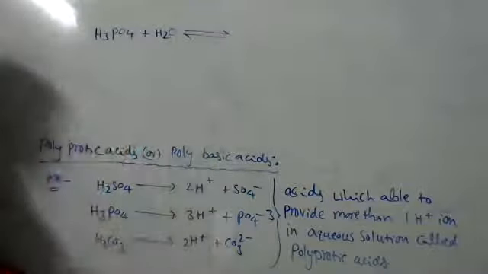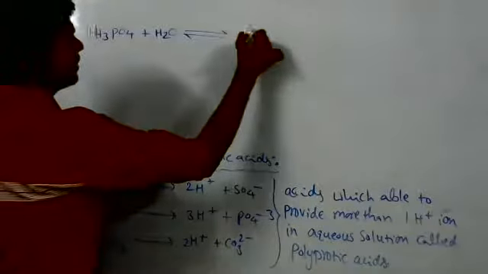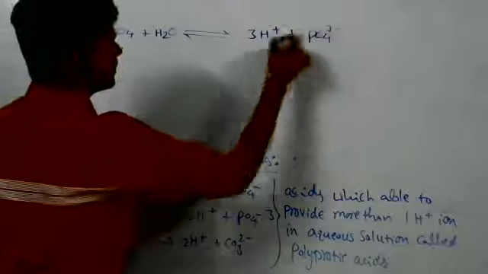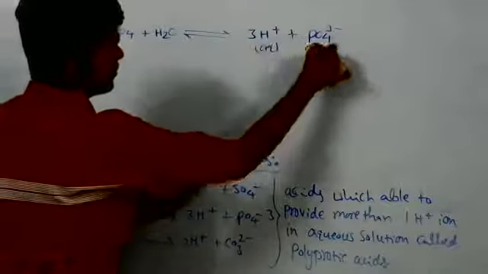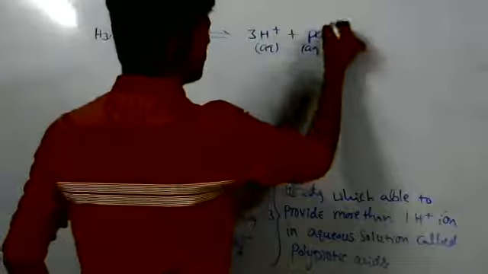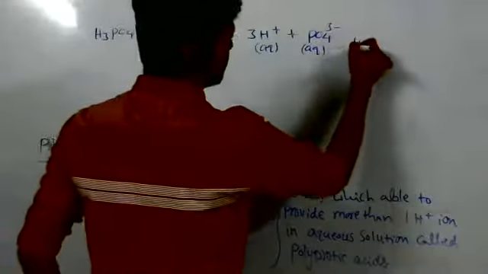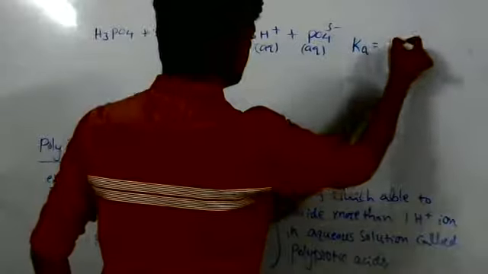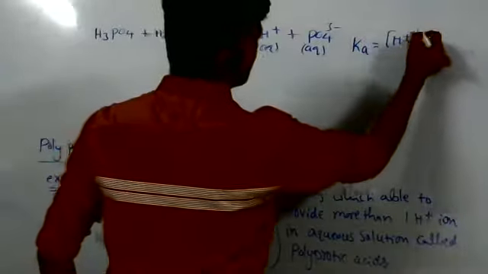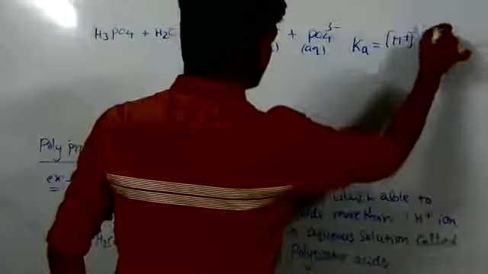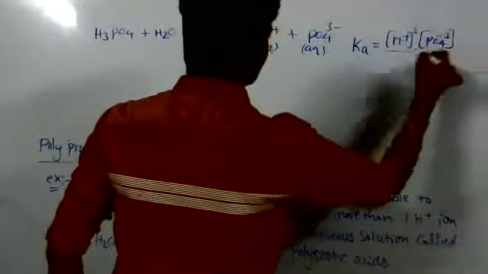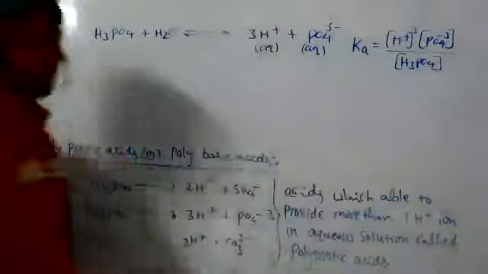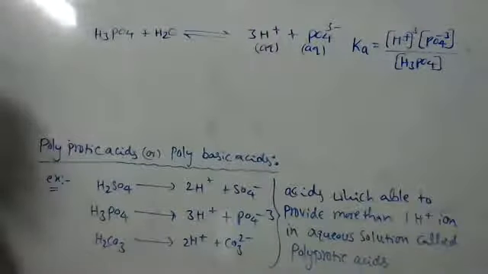So this is the direct step: 3H+ ions and PO4 3-. And this acid dissociation constant Ka is equal to H+ concentration whole cube times PO4 3- divided by H3PO4 concentration. That is the direct step Ka value.